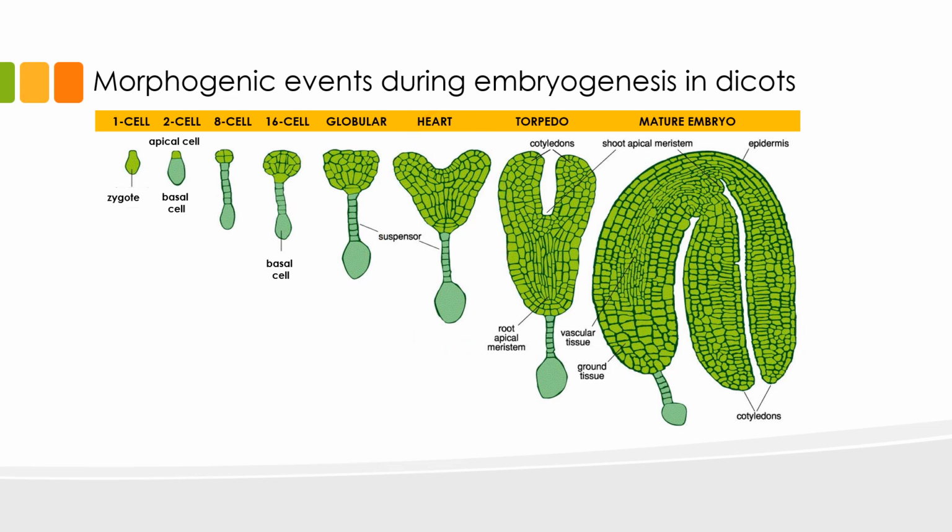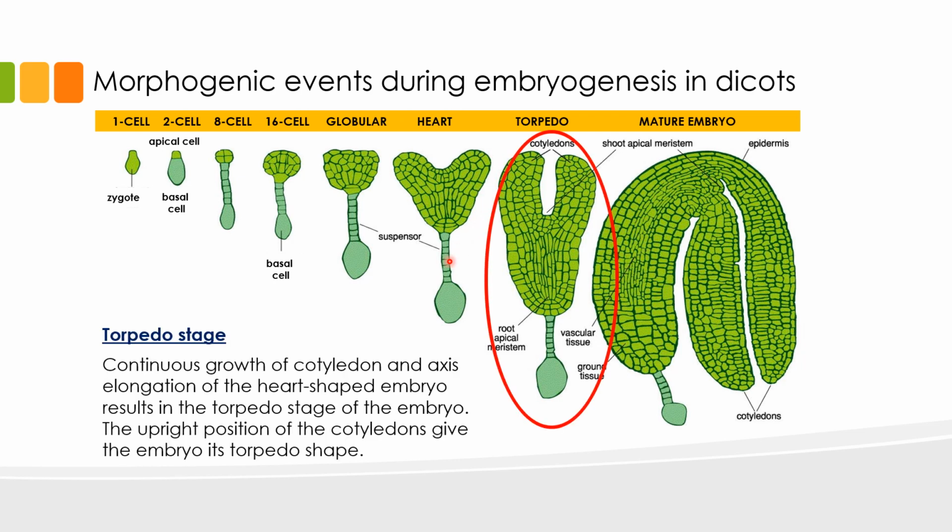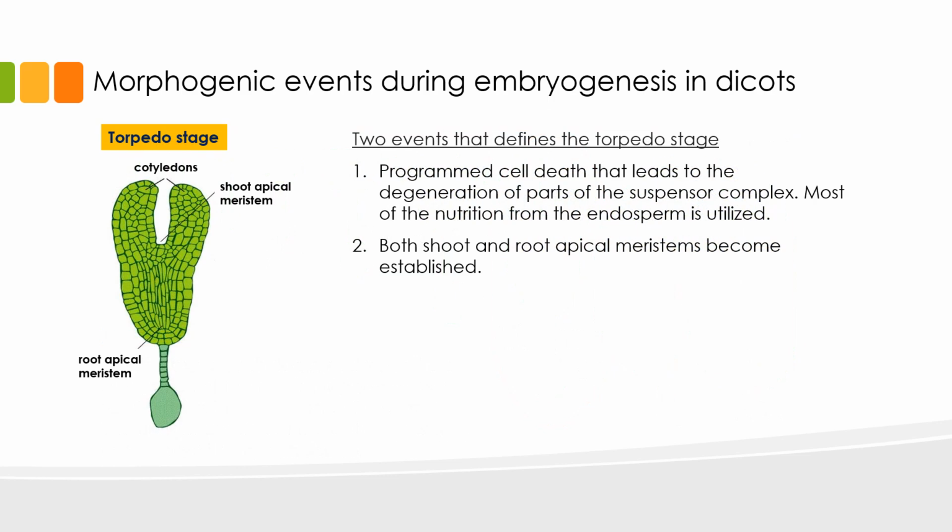The continuous growth of cotyledons and axis elongation of the heart-shaped embryo results in an embryo at the torpedo stage. The upright position of the cotyledons gives the embryo its torpedo shape. Aside from the characteristic shape of the embryo, there are two events that define the torpedo stage of embryogenesis. The first one is the programmed cell death that leads to the degeneration of parts of the suspensor complex.